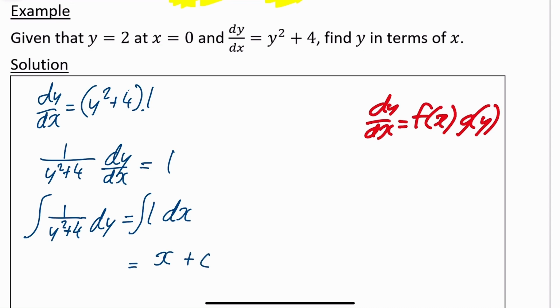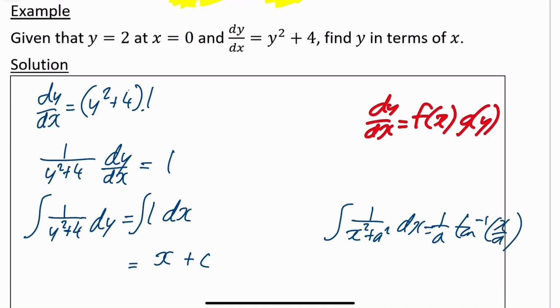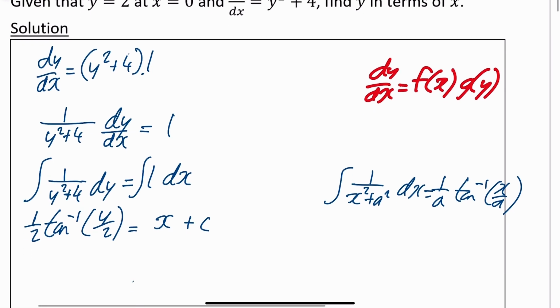And on the left hand side, if you use your formula booklet for this one, if you look up the integral, I think it comes up as the integral of 1 over x squared plus a squared. I think that's what it comes up as, is 1 over a tan to the minus 1 of x over a. I think that's the form it's in. So here, when you're integrating 1 over y squared plus 4, your a would be 2, I should say. So this is going to be 1 over 2 times inverse of tan of y over 2. And that's it.